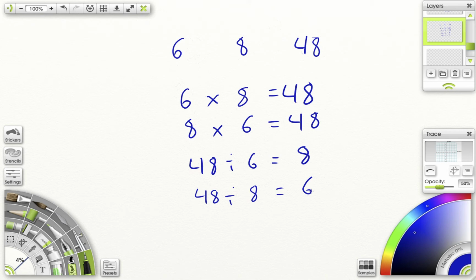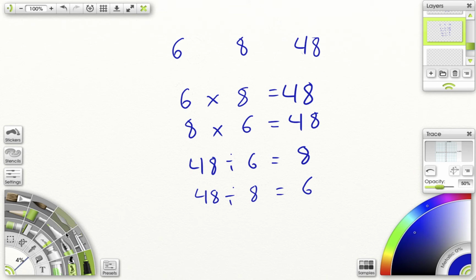Even if I have 6 and 8 multiplied by each other, even if I switch them around, I still get the same result. Because if I have 6 groups of 8 or if I have 8 groups of 6, I have the same amount at the end of the day. Or if I have 48 jelly beans and I give it out to 6 friends, each one gets 8. Or if I have 48 jelly beans and giving it out to 8 friends, they each get 6.